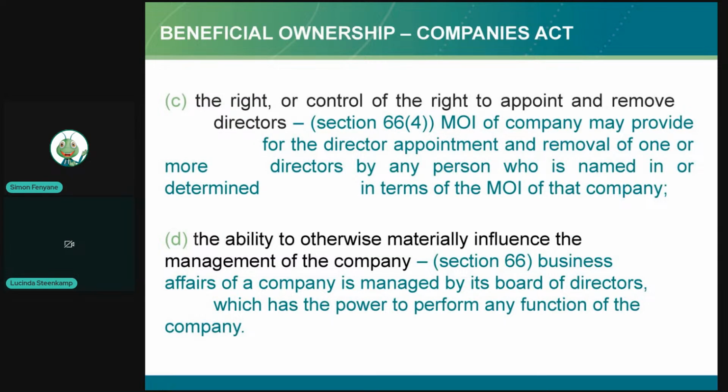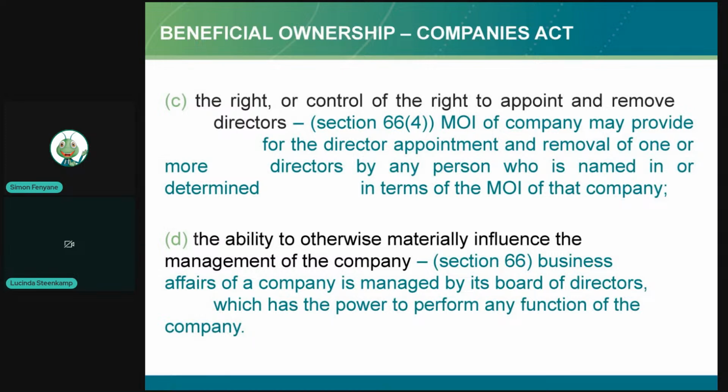A third one is the right or control of the right to appoint and remove directors. Section 66(4) of the Companies Act indicates that an MOI of a company may provide for the direct appointment and removal of one or more of the directors by any person who is named in or determined in terms of the MOI of the company. So what this means is, in terms of an MOI, a specific person can be named in that MOI who has the power to appoint or remove directors of that company, or it can be saying that the chairperson of the board may have the power to appoint and remove directors. So that is someone that can be named specifically. Lucinda Steenkamp is named in the MOI of the company with that power, or an ex officio position that can be named with that power. That is effective control and therefore a beneficial owner that needs to be declared.